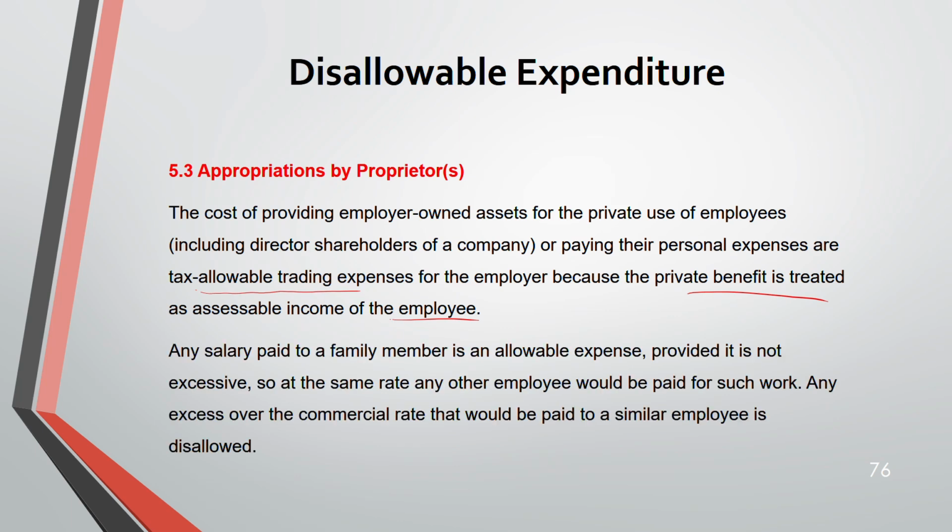Now, any salary paid to a family member is an allowable expense, provided it is not excessive. Remember, the salary that you are giving to a family member has to be at the same rate that you are giving to your other employee for the same work. The excessive amount is disallowed. The excess remuneration is disallowed.